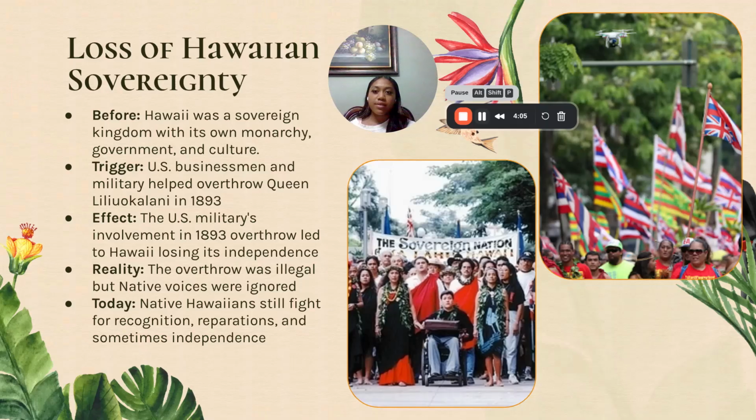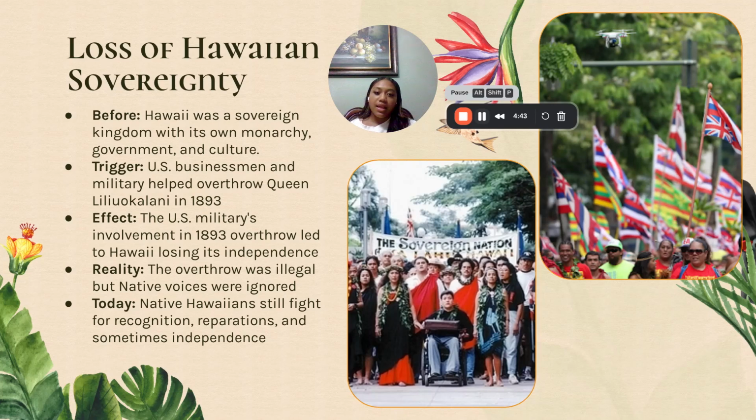The loss of Hawaiian sovereignty. Before Hawaii was part of the U.S., we were a strong, sovereign kingdom with our own laws, language, and a ruling queen, Queen Liliuokalani. In 1893, U.S. businessmen who wanted more control over land and money worked with the U.S. military to illegally overthrow her. The Queen gave up her throne to protect her people, but it was never because she agreed with what happened.